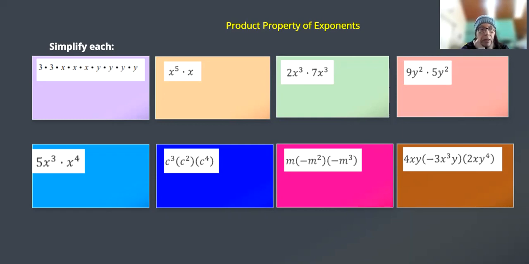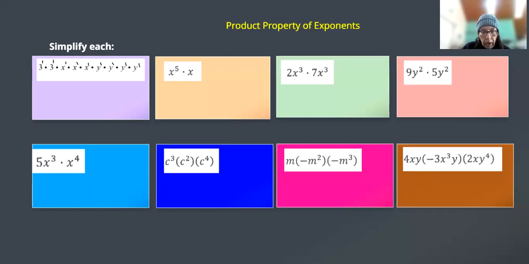to simplify it. It says 3 times 3 times x times x times x times y times y times y times y. There's a lot of variables there. Let's try condensing it. So the first thing I want you to think about, all of these have an exponent of 1. It's 3 to the 1, 3 to the 1, x to the 1, and so on. If there is no exponent, it's understood to have a 1.